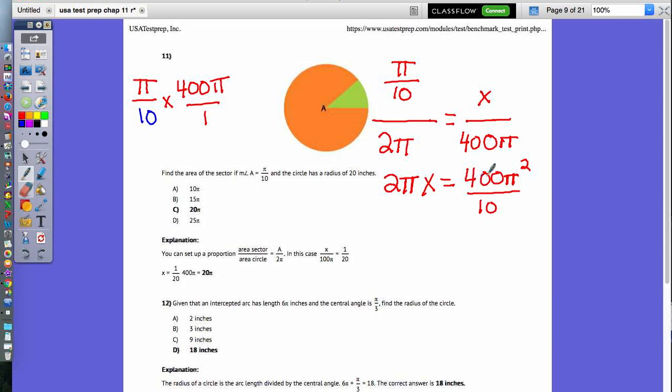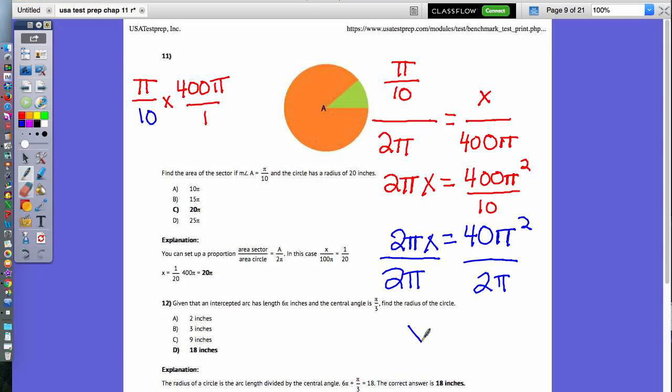Two pi x equals 400 over 10. That means 2 pi x equals 400 divided by 10 is 40 pi squared. I'm going to divide both sides by 2 pi. 40 divided by 2 is 20. Pi squared divided by pi is just pi. And the answer is 20 pi.